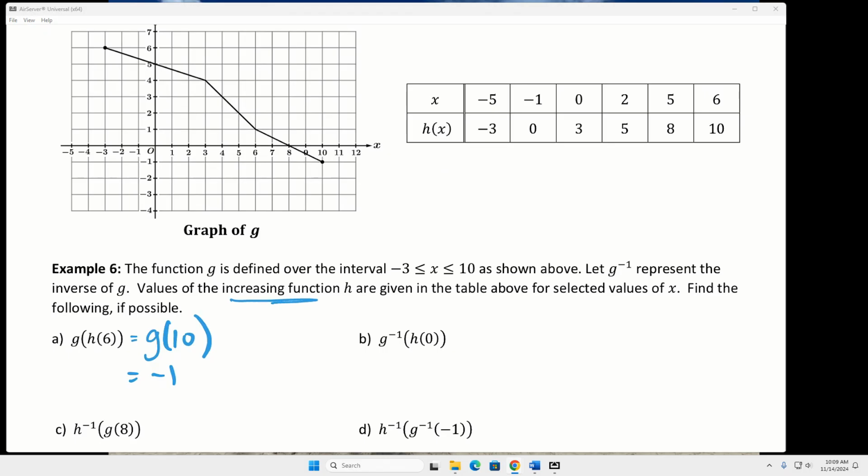All right. B has some old stuff and some new stuff. So we're going to do g inverse of h of 0. H of 0, just regular old. Go to the h function. When x is 0, the function is equal to 3. Right, and then g inverse of 3 is new. That means we want to find what x is going to make this function equal to 3. So we go to the y of 3, and that's just going to be 4.